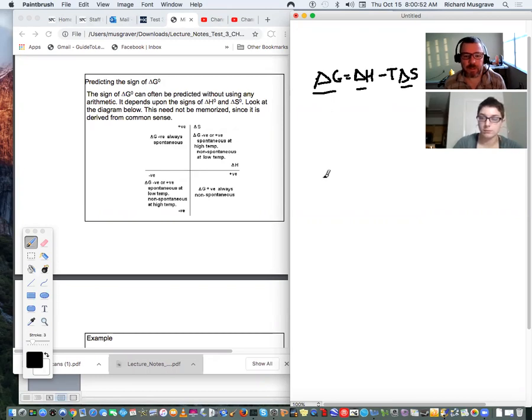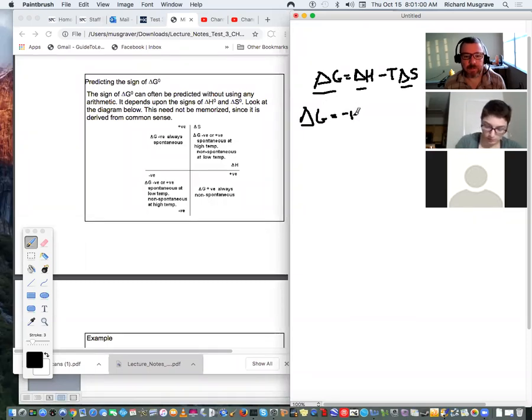Now, the background we need here is that if delta G is negative, the reaction is going to be spontaneous. And if delta G is positive, then the reaction is going to be non-spontaneous. Now, what do I mean by spontaneous? Spontaneous means that it's going to go pretty much of its own accord. And non-spontaneous means it won't go of its own accord. That's really it. You can have spontaneous slow, spontaneous fast, but spontaneous is still spontaneous.